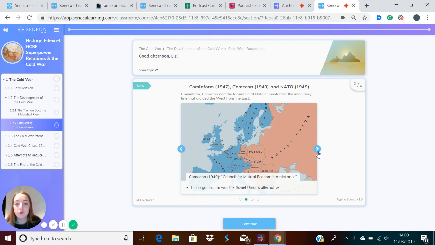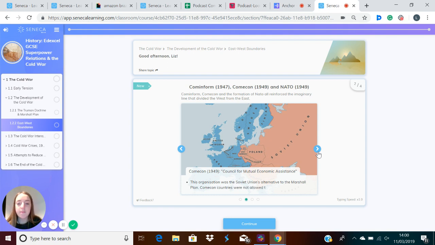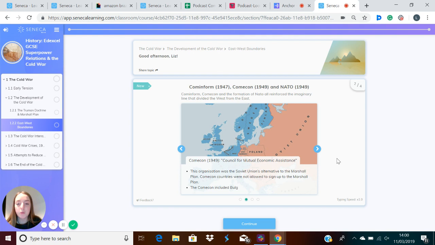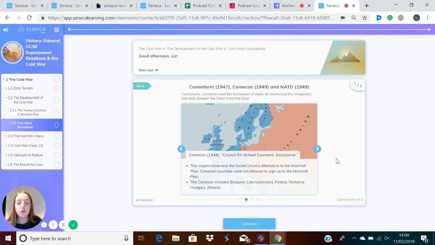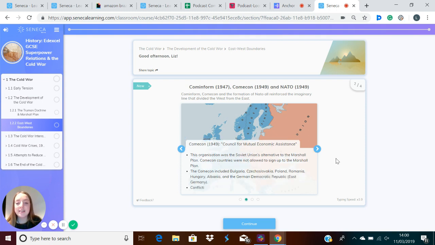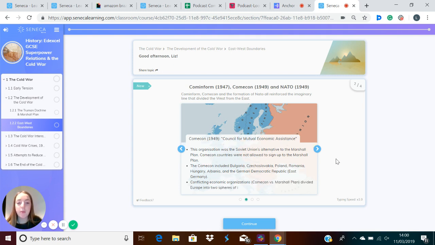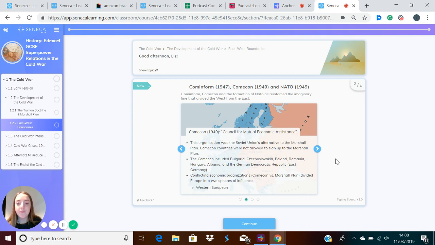Comecon was in 1949, and this was the Council for Mutual Economic Assistance. This organization was the Soviet Union's alternative to the Marshall Plan. Comecon countries were not allowed to sign up to the Marshall Plan. Comecon included Bulgaria, Czechoslovakia, Poland, Romania, Hungary, Albania, and the German Democratic Republic, or East Germany.